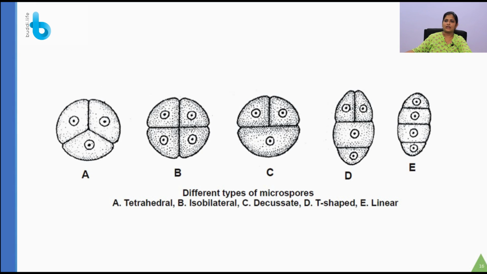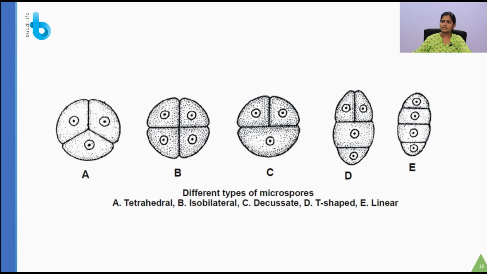So I will be mentioning in what arrangement they are present. Here, out of 4, 3 will be present in the front and 1 at the back side. This structure is called tetrahedral. This structure is important because many pollen grains or microspore tetrads will generally be in this tetrahedral condition. The second condition is isobilateral and the third one is called decussate.